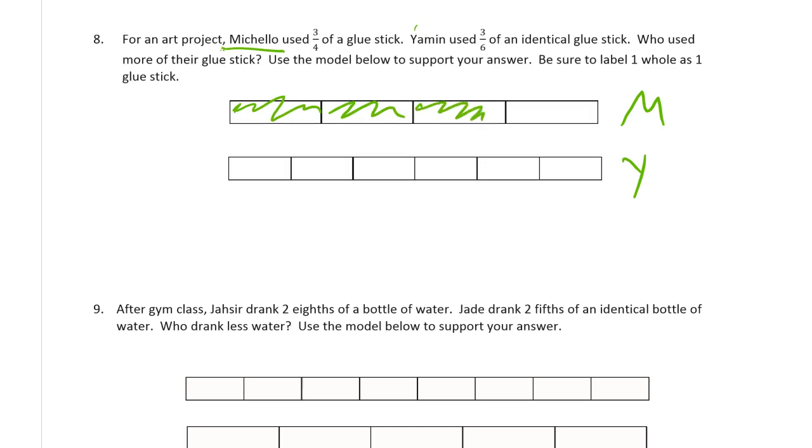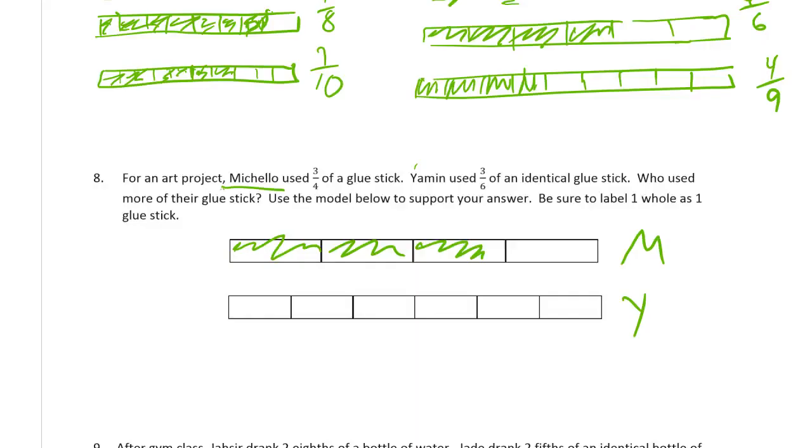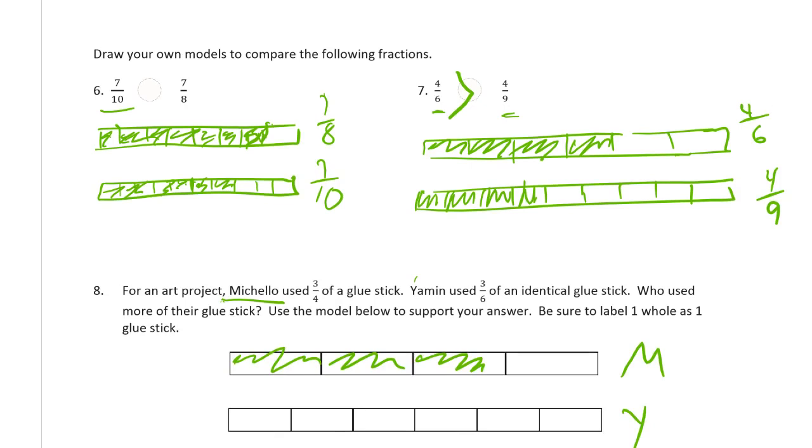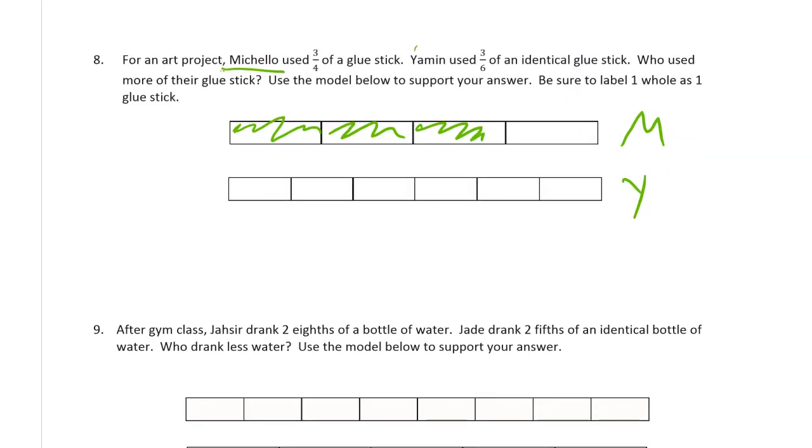1, 2, 3. And you'll notice we're counting the same number of units, but it's the size of the units. Again and again, we're comparing 3/4 to 3/6, or 4/6 to 4/9, or 7/10 to 7/8. So the big idea is that it's the size of the fractional unit that matters when you have the same number of units. When you have a bigger unit, you're going to have more, as long as you have the same number of units. And this is 3/6. 1, 2, 3. There's our picture.